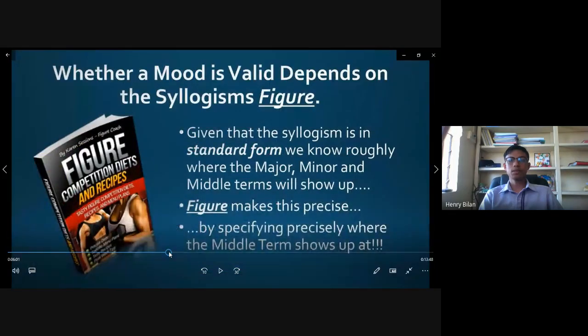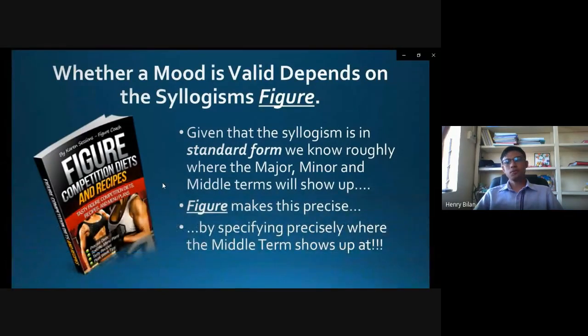Now, figure naman tayo. So, mood and figure. If we talk about figure, we are actually locating, we are finding where the middle term is. Hinahanap natin kung nasaan yung middle term natin, yung position niya. Nasa subject kaya o nasa predicate. So, yun ang figure.